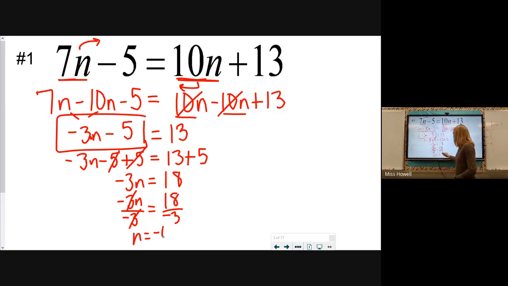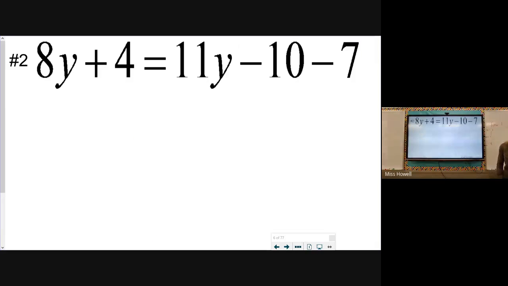All right, number 2. All right, a little bit bigger, a little bit more complex here because the problem's not in its most basic simplified version yet. So in front of our equal sign over here, we have an 8y plus 4. There's no place to distribute, and there are no like terms. So that side's done. It's in its most basic simplified version. However, behind our equal sign, we have 11y subtract 10 minus 7. We can take these two like terms and combine them. So we want to do that first. We want to get each side in their most basic simplified version first.